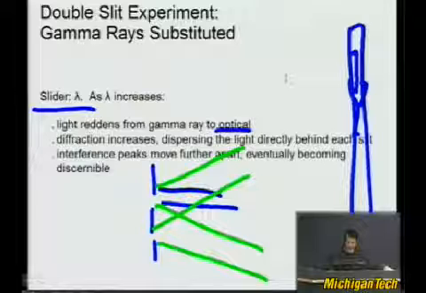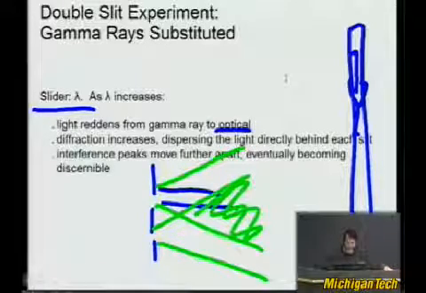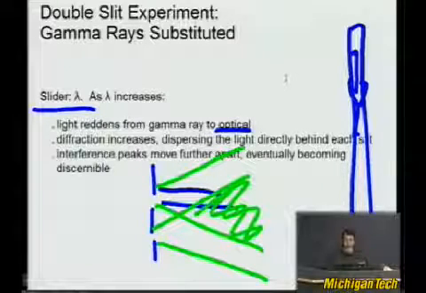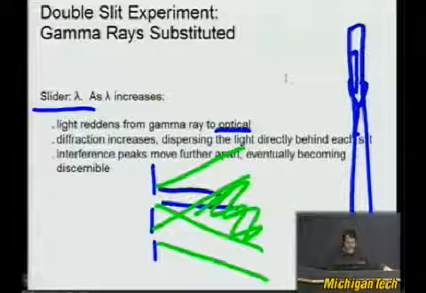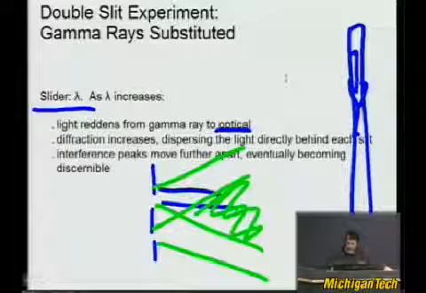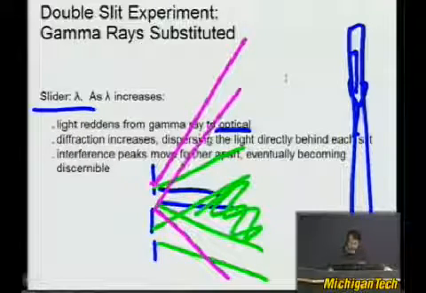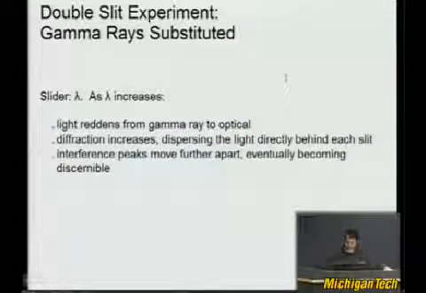The more they spread out, the more overlap there is, and the more chance there's going to be significant interference. Interference peaks will move further apart and eventually become discernible, because the gamma rays are so close together they start out not being discernible. So that's how you move into the range. Eventually these things are really wide. Eventually each one is extremely wide and most of it is overlap. And so you get an interference pattern. Okay, so we got that one.